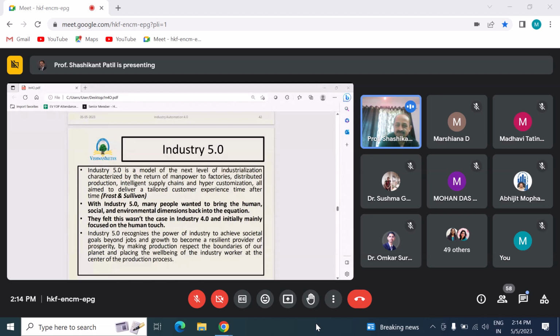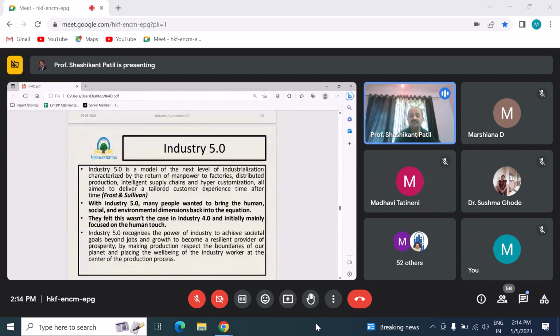Okay. So Industry 5.0 recognizes the power of industry to achieve societal goals. Means here, human value system, society, means all the technologies, all the technological advancement, innovations, the discoveries, they should lead to the progress of the last person of the society. That is the motive. So let it be any field, any domain, any technology, human life should get improved. Okay, so this is the essence.